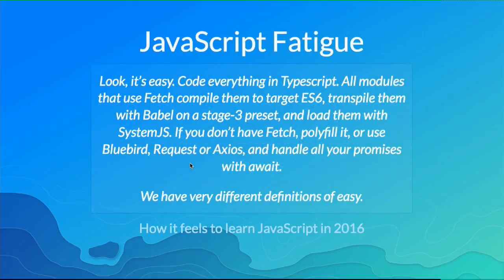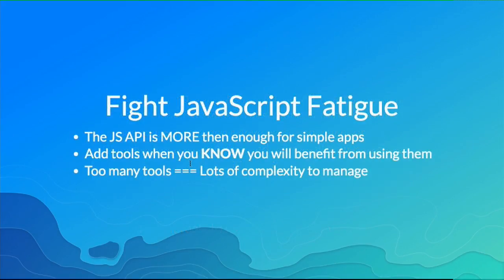And this is a quote from an article. "Look, it's easy. Code everything in TypeScript, modules with fast compile, do this thing, transpile it to this, use this library. Yeah, that's totally easy." This is not the definition of easy to me in any way, shape, or form. So instead of thinking you need to learn every tool and every compiler and every whiz-bang thing that comes out, realize that the JavaScript API gives you pretty much all of the tools you're going to need for a simple app right now. You already get it with the JavaScript API.